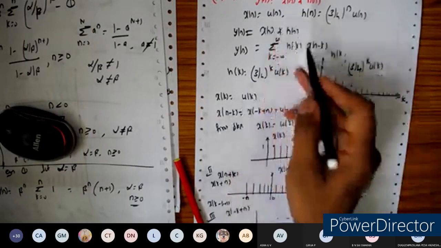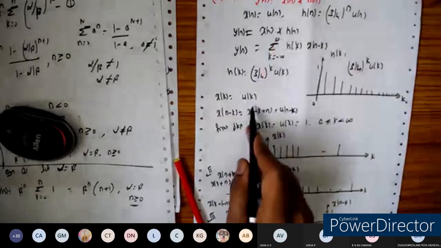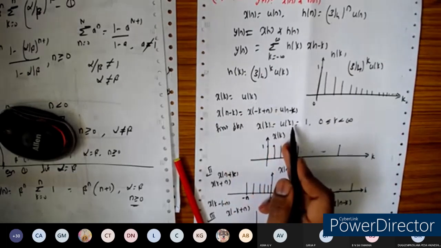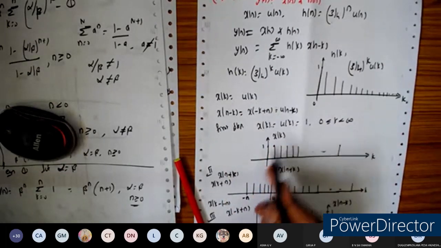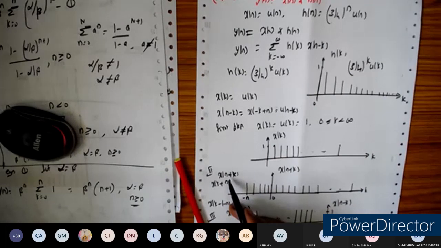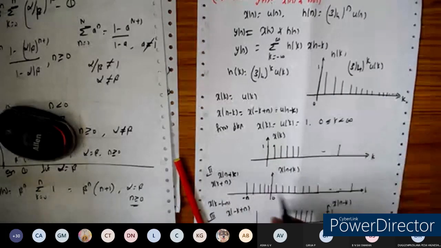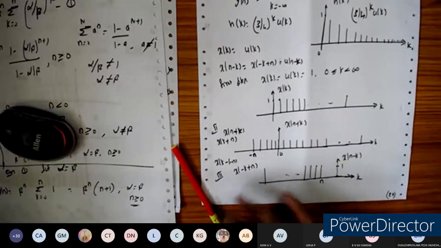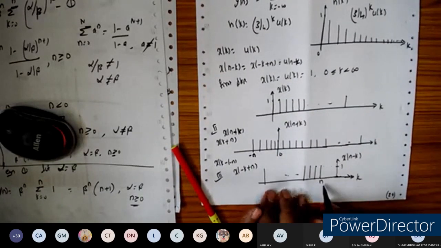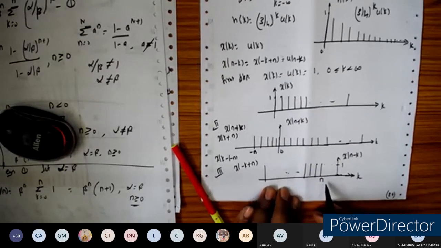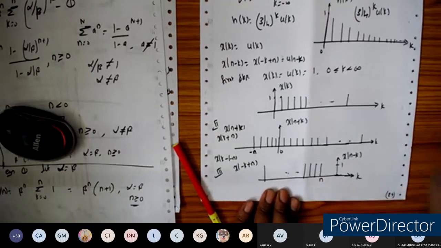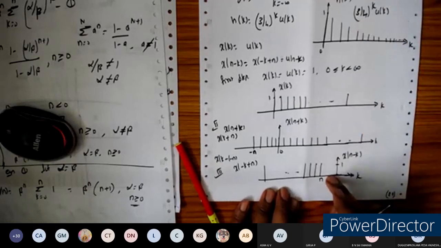Next, x of k is u of k here, and we want x of n minus k. In the first step, I drew x of k, that is the simplest, u of k only. Second step, I wrote x of n plus k, meaning I should shift the sequence towards the negative axis by minus n units. Next, I took the reflection. When I take the reflection, minus n becomes plus n. Since I don't know the value of n, I have drawn the waveform without the origin. So this is the waveform we got, and this is the final one.